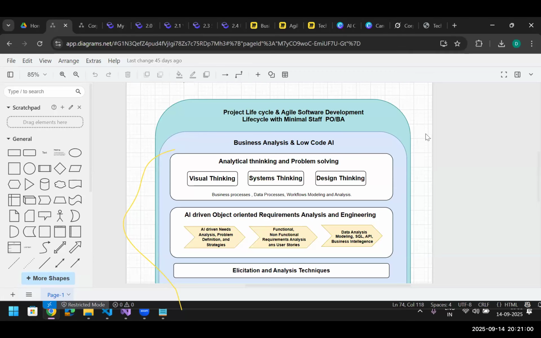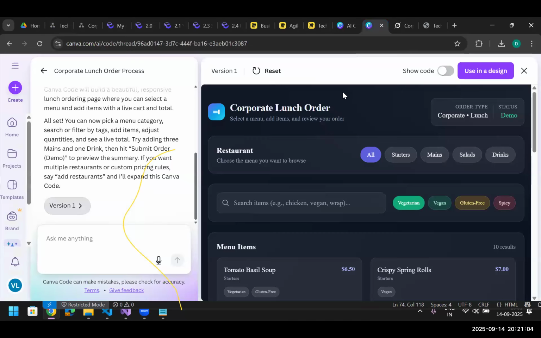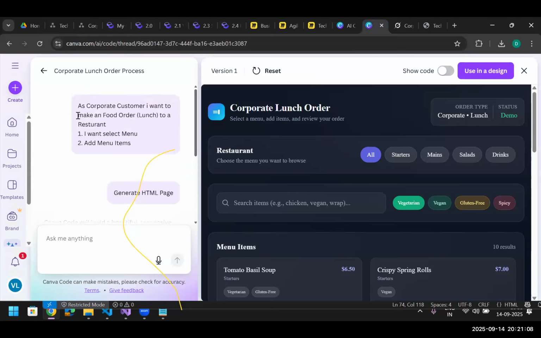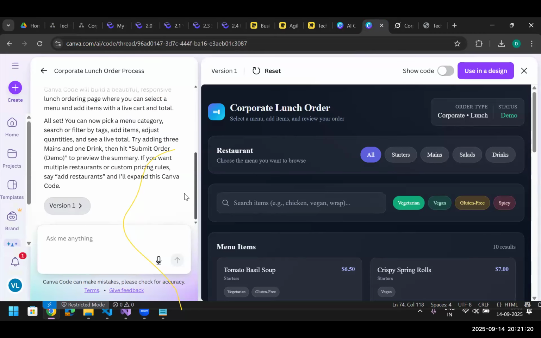Why? Because today the code is being written by tools. Maybe if you see here, I just gave a small prompt. Hey, I'm a corporate customer, I want to make a food order, lunch, to a restaurant. I want to select a menu and add menu items. Can you generate an HTML? Here it is, a beautiful design on the right side which is generated.